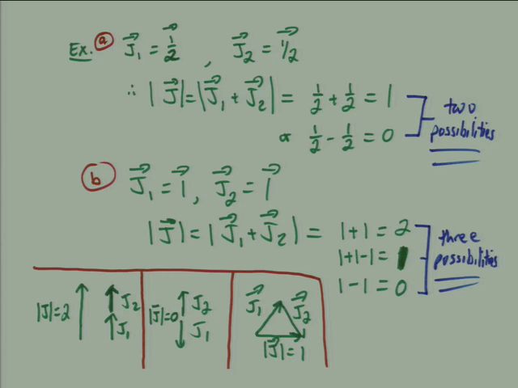If I go to a more complicated one, J1 equals 1, J2 equals 1, and I add those. And I can get three possible outcomes here. I can have the two vectors pointed in the same direction, and their magnitude then is just 1 plus 1, which is 2. I can have them pointed in opposite directions, and since the magnitudes are the same, the magnitudes cancel out. I get 0. But then I can have a third possibility. They could look like this, J1, J2, and therefore the magnitude of the resulting vector is still 1. It just is pointed in a different direction. So I get three different possible outcomes from adding 1 plus 1.